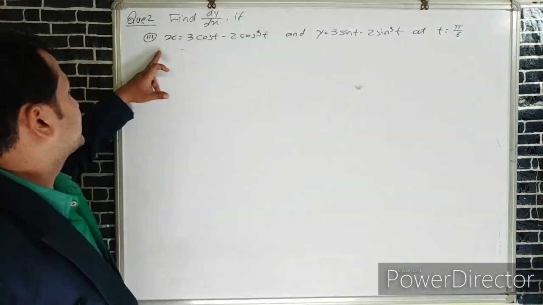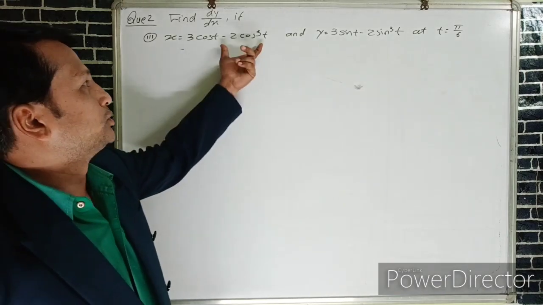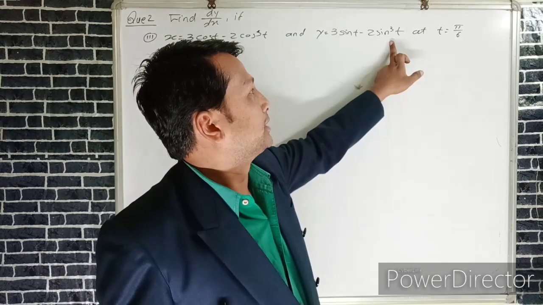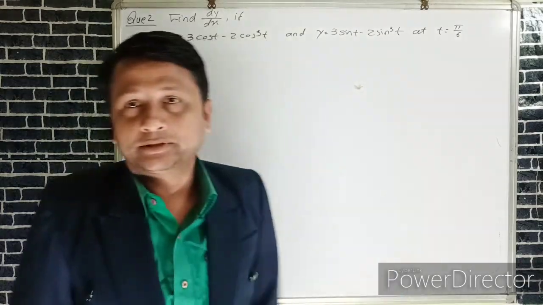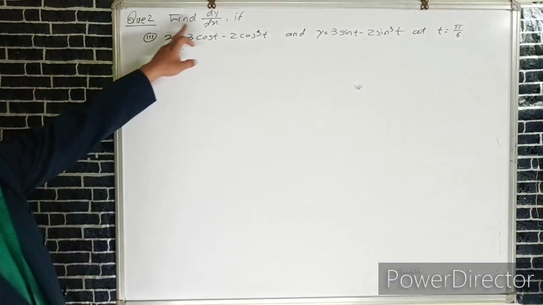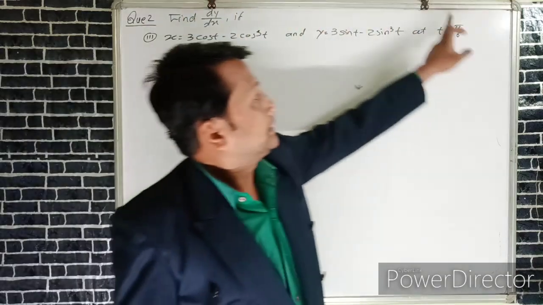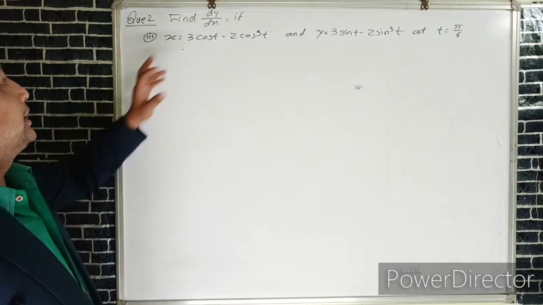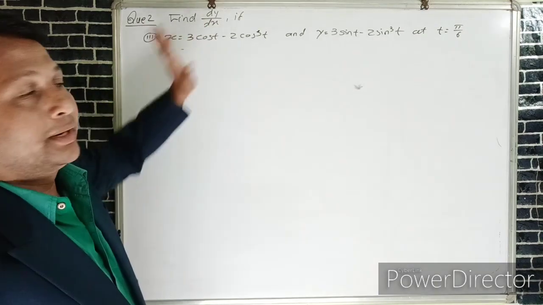Example number 3 is x is equal to 3 cos t minus 2 cos cube t and y is equal to 3 sin t minus 2 sin cube t at t is equal to pi by 6. Here we have to find dy by dx at t is equal to pi by 6. It means that it is clear that we get the definite value of dy by dx.